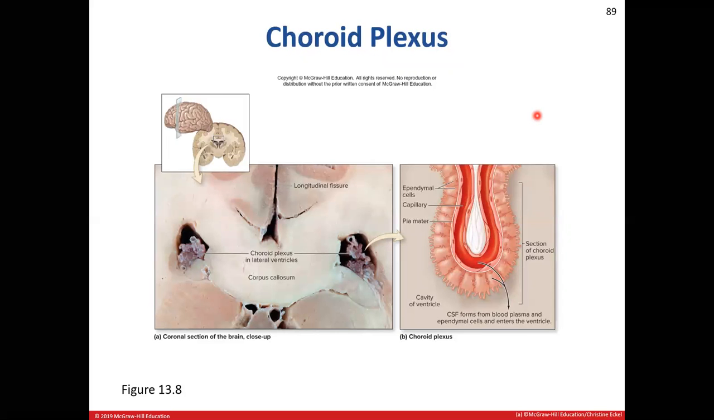So here's a look at the choroid plexus. You can see that we have a capillary, and that capillary is going to be surrounded by these ependymal cells, as well as this layer of the pia mater. In here is where we will find the CSF. And the CSF forms from the blood plasma and the ependymal cells and enters the ventricle.